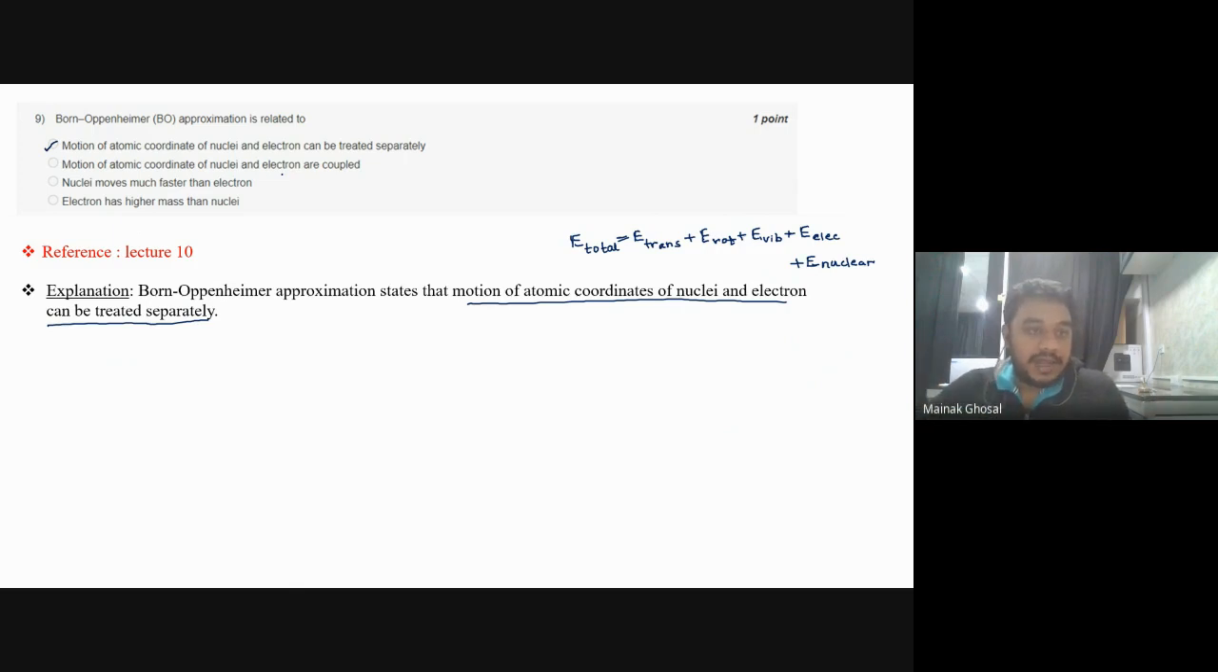What is the third option? Nuclei move much faster than electrons. No, actually this doesn't happen, because nuclei have a higher mass. And the fourth one is actually the opposite: electrons have higher mass than nuclei. No, nuclei have a higher mass. That's why in the Born-Oppenheimer approximation, you can think that the nuclei are almost static and the electron is moving. So these two options are not correct. The correct option is the first one, that the motion of atomic coordinates of nuclei and electrons can be treated separately. So this is your correct answer. Got it?